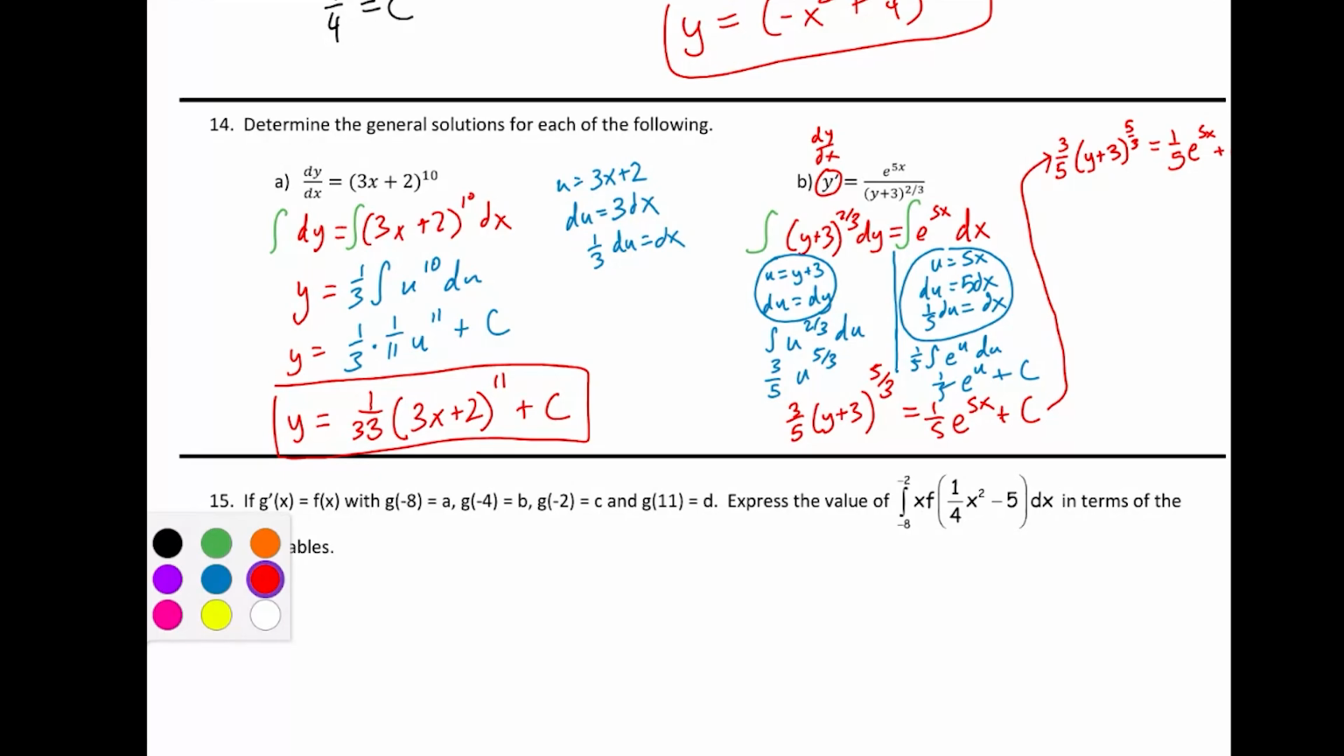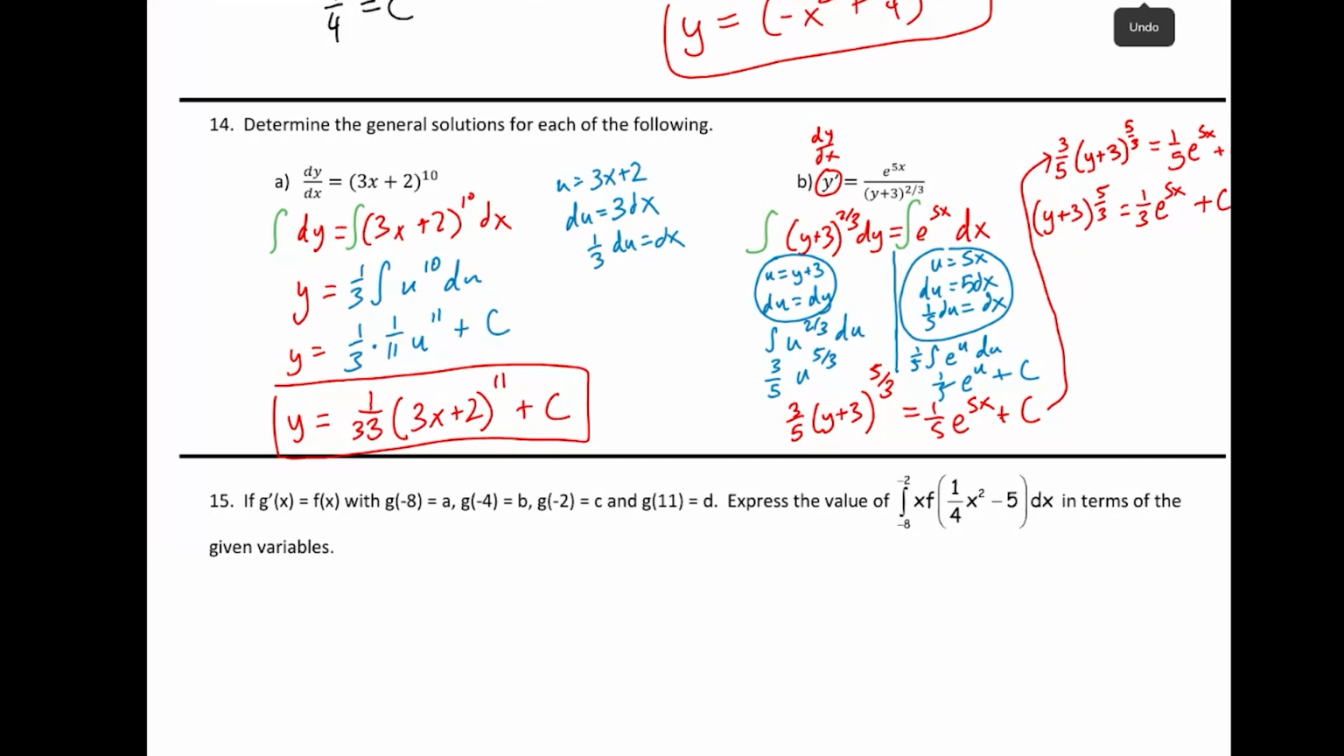So the first thing I'm going to do is try to get rid of that 3/5. And so I'm going to multiply both sides by 5, which will work out nicely with that 1/5. 5 times 1/5 is just 1. And then divide both sides by 3. So I'm going to have (y plus 3) to the 5/3 power equals, okay, so 1/5 times 5 is 1. 1 divided by 3 is 1/3. So 1/3 e to the 5x plus c.